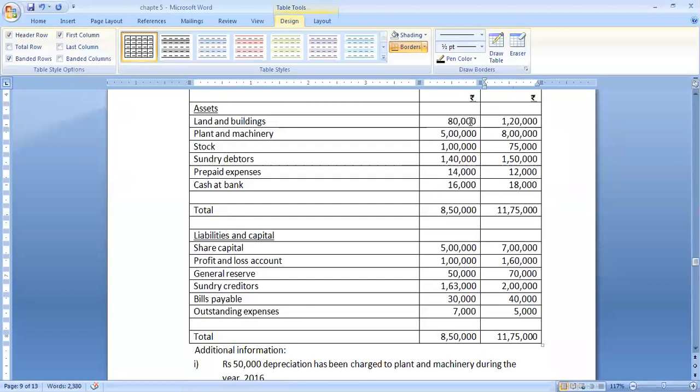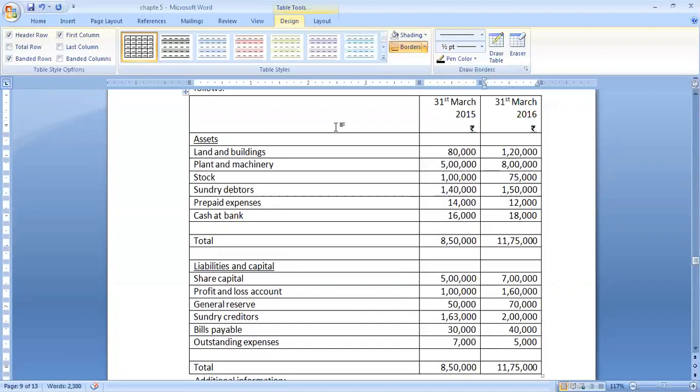As there is an increase in the land and building, you need to prepare a fixed assets account. Whenever there is an adjustment or without adjustment, a separate account is required to find out whether it is a purchase or a sale. Here also you need to prepare. Plant and machinery is also increased. Stock is reduced, so a decrease in the stock is an inflow of cash. Sundry debtors is increased, an outflow of cash, which will be minus.